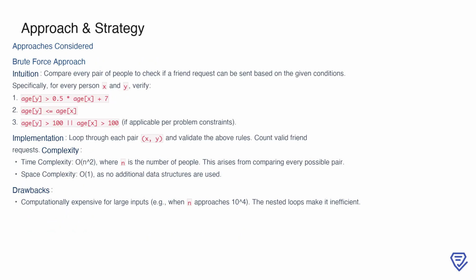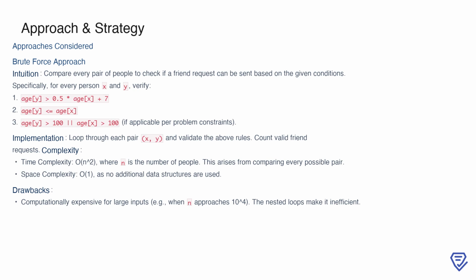To start, let's discuss the brute force approach. The intuition here is straightforward. For every person in the dataset, we compare them with every other person to check if a friend request can be sent. The conditions for a valid friend request are clearly defined. First, the recipient's age must be greater than half the sender's age plus 7. Second, the recipient's age must be less than or equal to the sender's age. Finally, depending on the problem constraints, we also check if either age exceeds 100. To implement this, we use nested loops to evaluate all pairs of individuals and count how many satisfy these conditions.